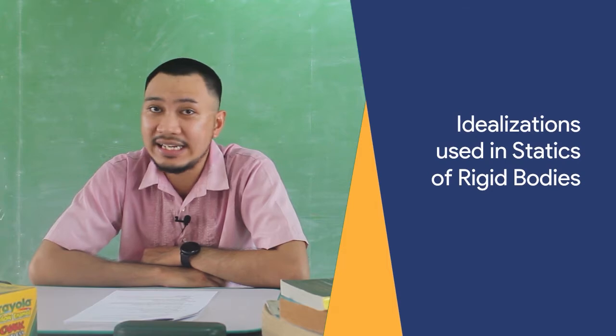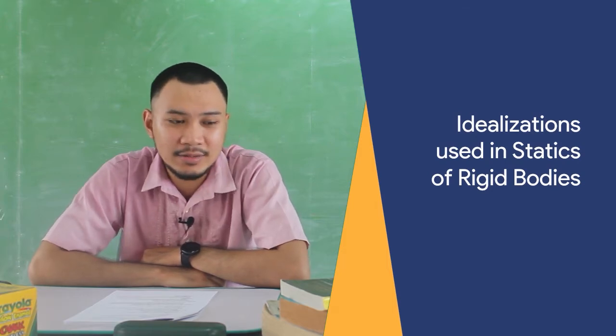Okay, again, I did say earlier that we have a lot of idealizations in statics of rigid bodies. What is an idealization? These are assumptions, where we assume that a thing is perfectly like that. It is more like a concept, more of an imaginary situation that is ideal. Okay?